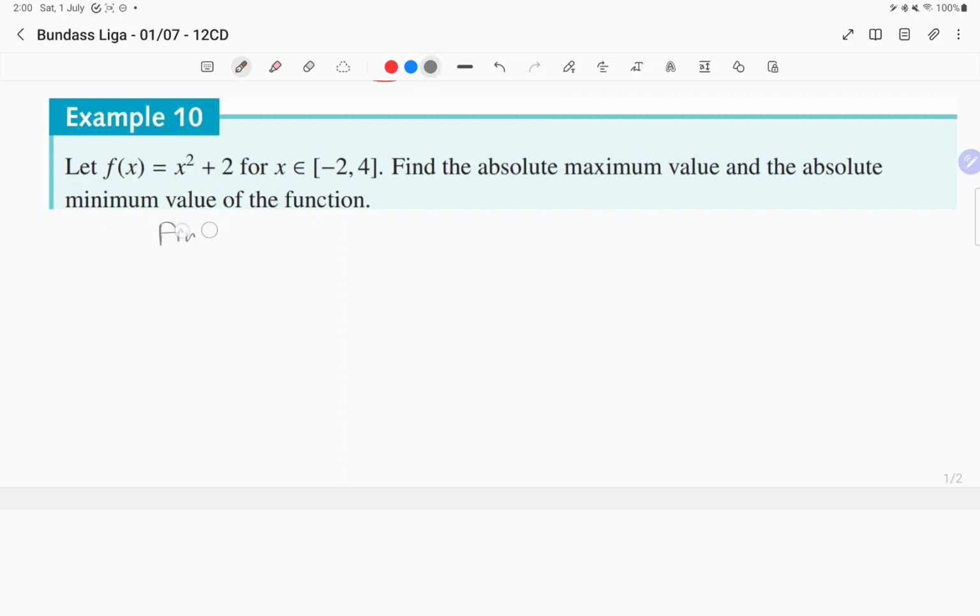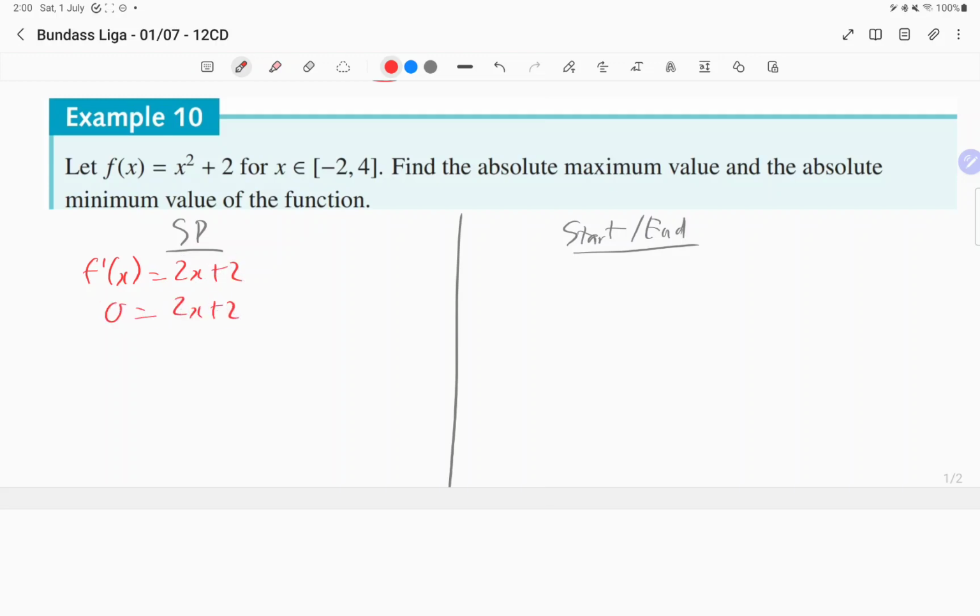First we want to find the y values for the stationary points, and then the start and end. The stuff in gray is not what you need to write; I'm just writing it so you can differentiate between what I'm doing here. To find stationary points, you need to differentiate first: 2x plus 2, set that equal to 0. Then minus 2 equals 2x, so negative 1 equals 2x. Isn't it just 2x, the derivative?